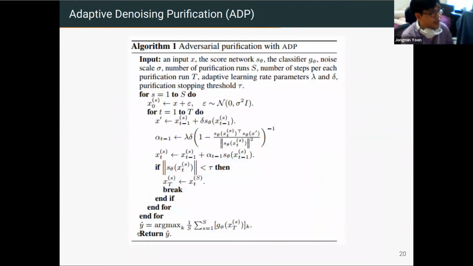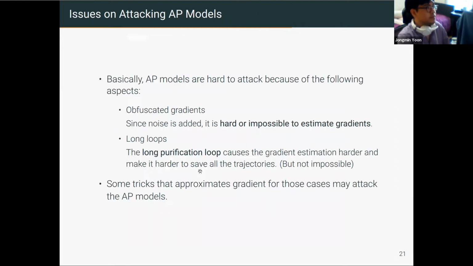This is the algorithm. As you see, first we perform the deterministic update, and we get the level of the update. If the score level is small, we stop the update and run the classifier network. There are some issues with attacking adversary purification models. Basically, adversary purification models are hard to attack because of the following aspects. First is the obfuscated gradient. Since noise is added, it is hard or impossible to estimate the gradient.